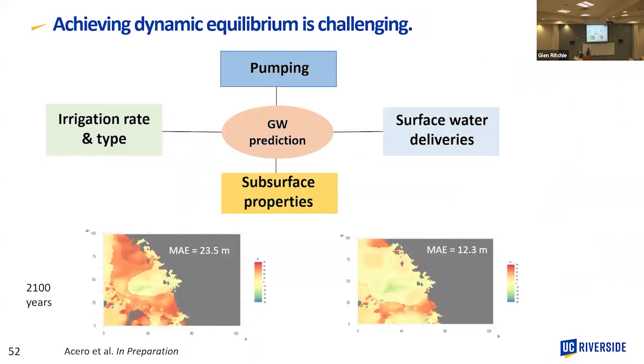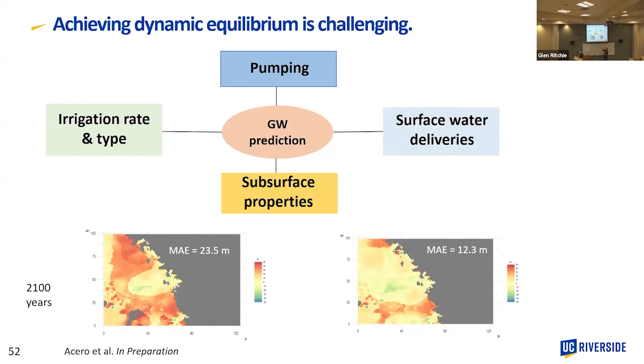We don't have enough data on the pumping rate. Actually, farmers in California do not report how much water they pump. We don't know about the type of irrigation system and its rate, surface water deliveries, and of course, subsurface properties. That's why I collaborate quite a bit with Daniel, to provide me with approaches to better parameterize the subsurface hydrologic system.